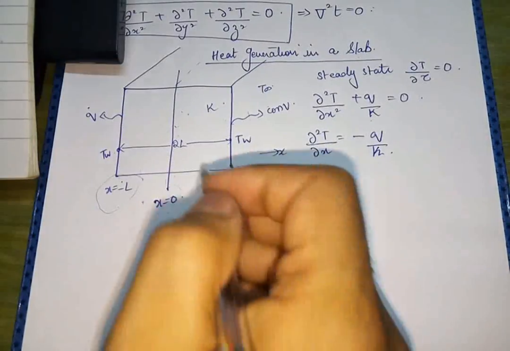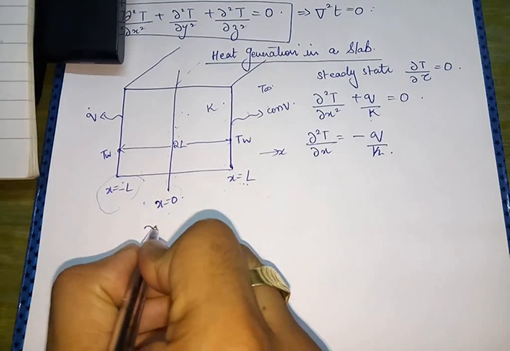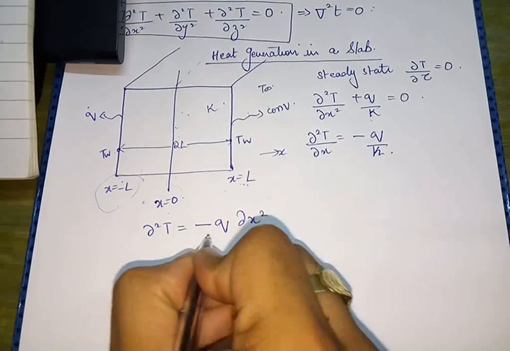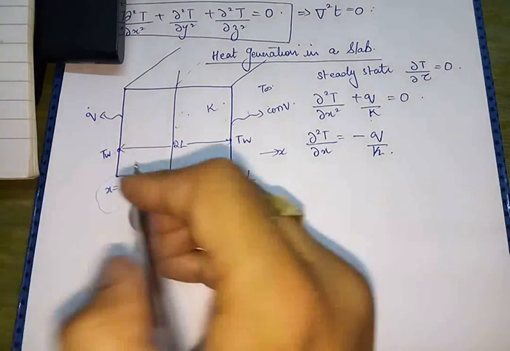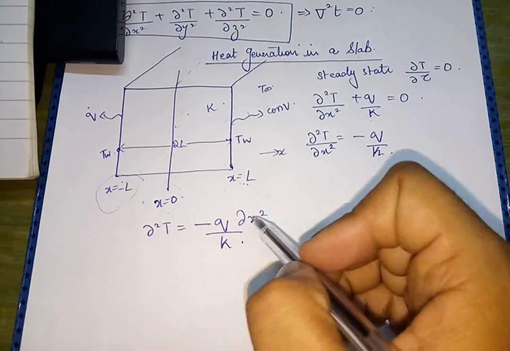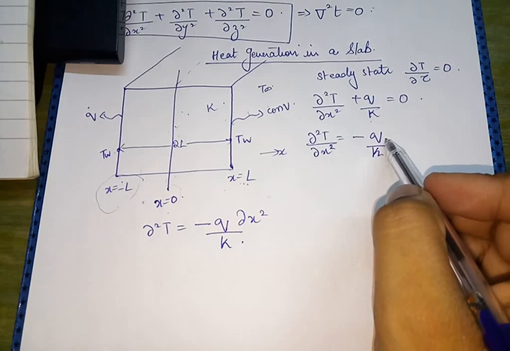Now if we write del square T equals minus Q del x square upon K, we have simply multiplied del x square on this side.